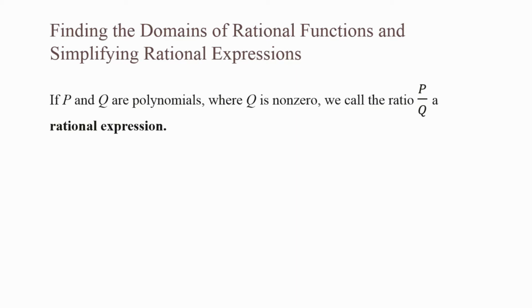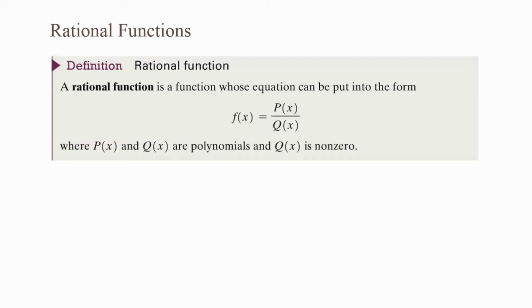Finding the domains of rational functions and simplifying rational expressions. If p and q are polynomials, where q is non-zero, we call the ratio p divided by q a rational expression. Rational functions. Definition. A rational function is a function whose equation can be put into the form f of x equals p of x divided by q of x, where p of x and q of x are polynomials and q of x is non-zero.